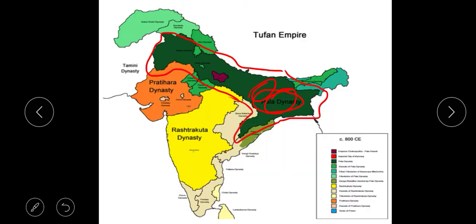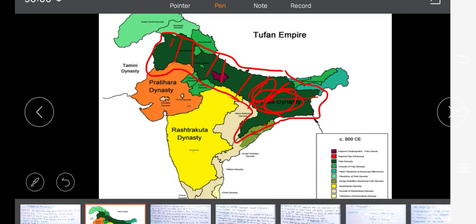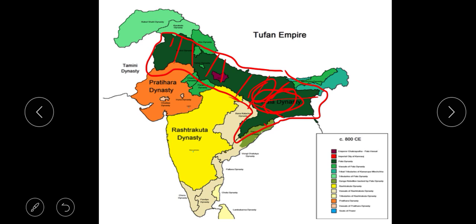As I said, this is the extent of the Pala Empire, the green area. It is mostly today's Orissa, Bangladesh, Bengal, Bihar, and further Uttar Pradesh. The borders were Nepal at the top, Pakistan in the west, and the Bay of Bengal. So this extension of the empire is very big.